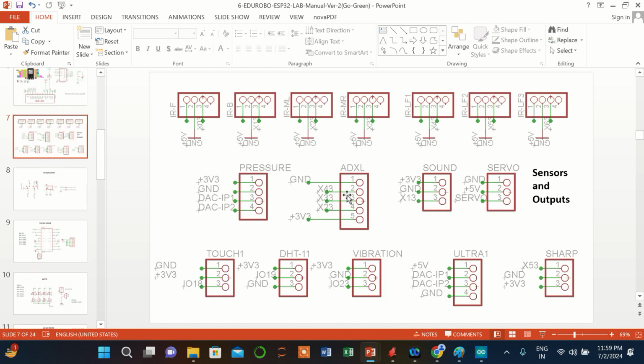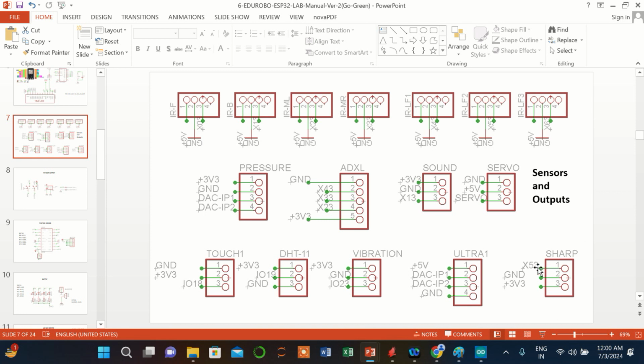Like that, the ADXL is connected to the analog multiplexer, because we have mentioned X4, X3, X2. Sound is also connected to the analog multiplexer at X1. The servo motor, of course, is not a sensor, it is an output. The touch sensor is directly connected to an IO pin. The DHT sensor is directly connected to IO 19. The vibration sensor is connected to IO 23. The ultrasonic sensor is again connected to DAC IP1 and IP2, which means either you connect the ultrasonic sensor or the pressure sensor, not both, because they share the same pins.